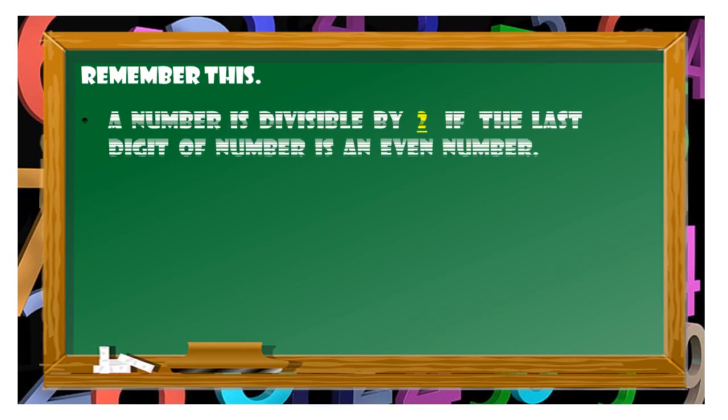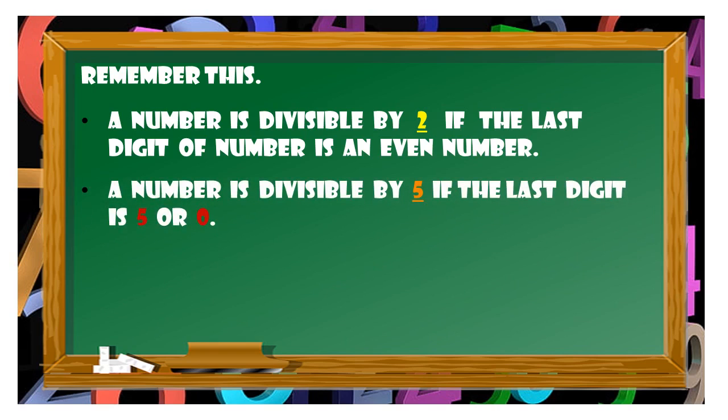Remember this. A number is divisible by 2 if the last digit of the number is an even number. So, kailan ba natin masasabi na ang number ay divisible by 2? Kapag ang huling digit ng number ay even number. Ano ba yung even number? Ito yung mga 0, 2, 4, 6, and 8.